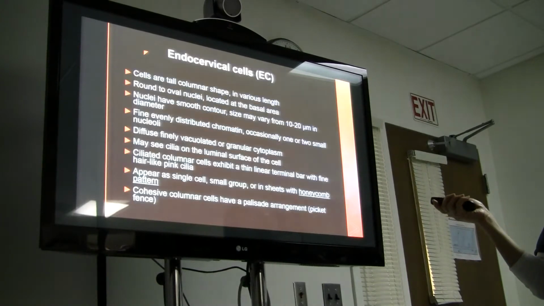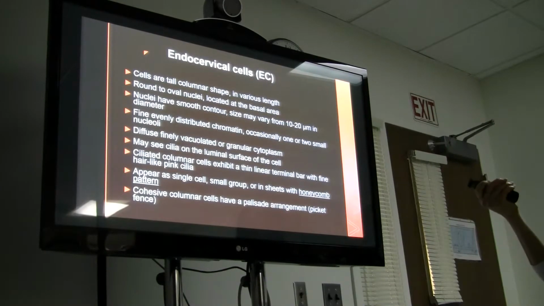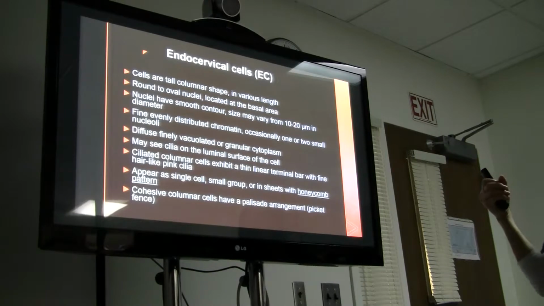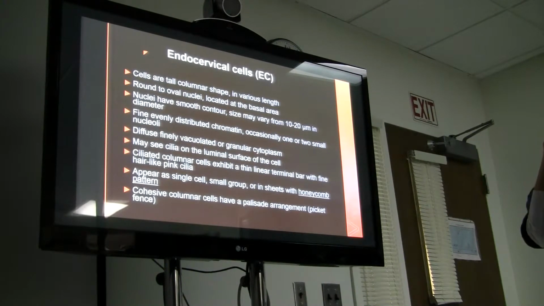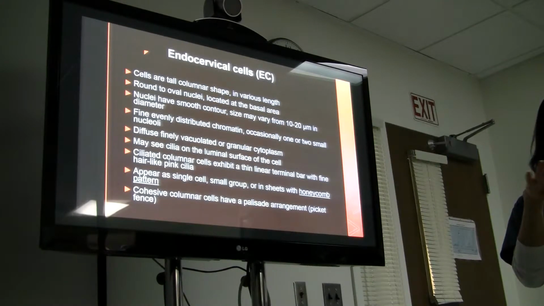These are the columnar-shaped endocervical cells. Sometimes we just use the short term, EC. The cells are tall, columnar shape in various lengths. They don't have to be the same length; sometimes they may be shorter, sometimes taller. They have round to oval nuclei located at the basal area at the bottom.